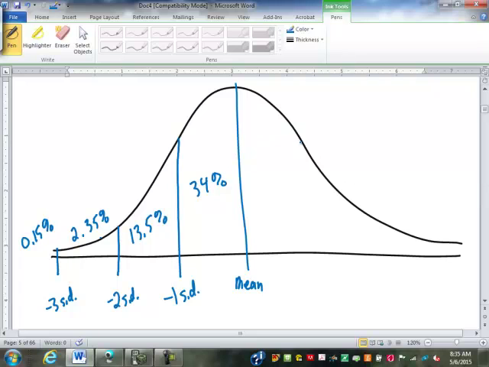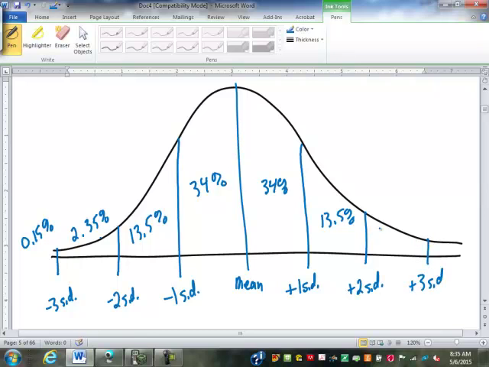Going the other direction, it mirrors that exactly. So 1 standard deviation above the mean, plus 1 SD. There's 34% in that range. Plus 2 SD. There's 13.5% in that range. And plus 3 SD. There's 2.35%. And above that, 0.15%. Now I realize I just put a lot of numbers and a lot of symbols up there. Well, not necessarily symbols, but letters and stuff. What does it all really mean?